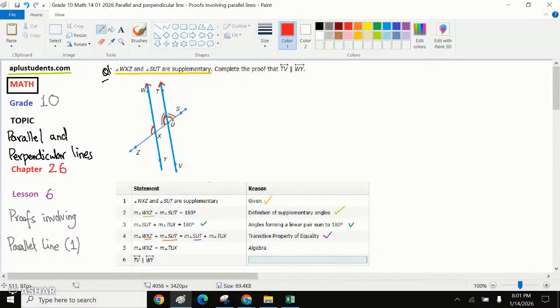The statement that we can write is, since the 5 properties that are given to us are true, then we can say that these 2 lines will be parallel by the converse of corresponding angles postulate.